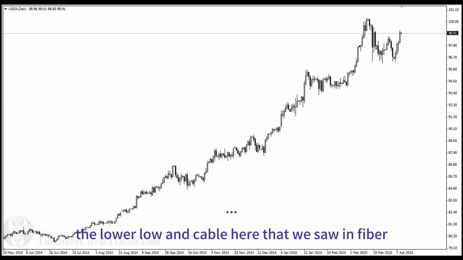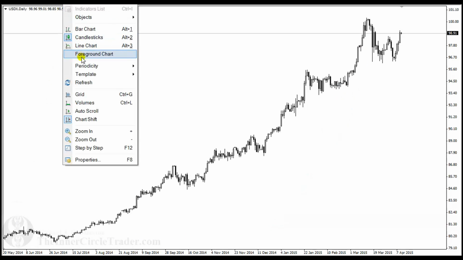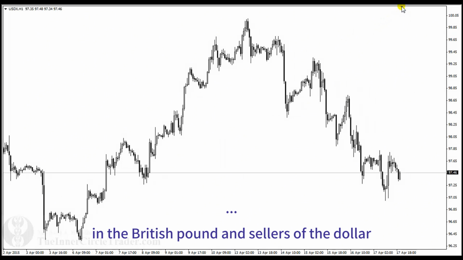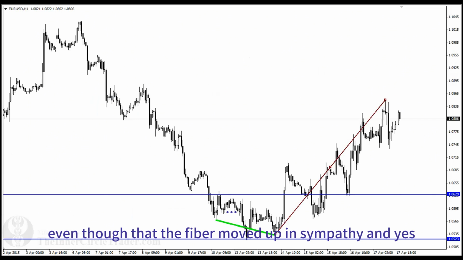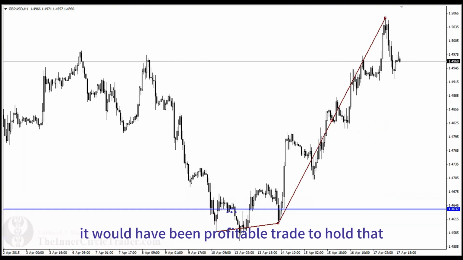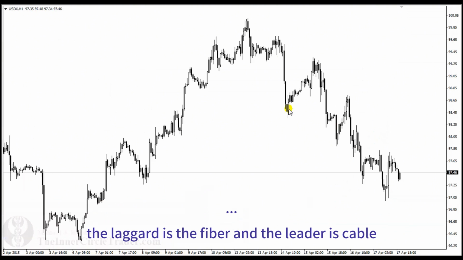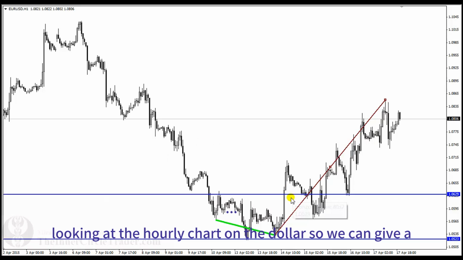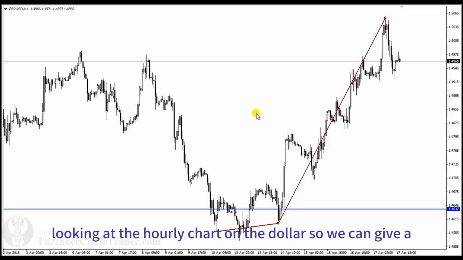Looking at the hourly chart on the dollar, so we can give an indication of how it looked on both the dollar and its counterparts, fiber and cable. You can see that we had a failure to make a higher high. That's fine. And we saw that here as well. That's respected. And that's respected.